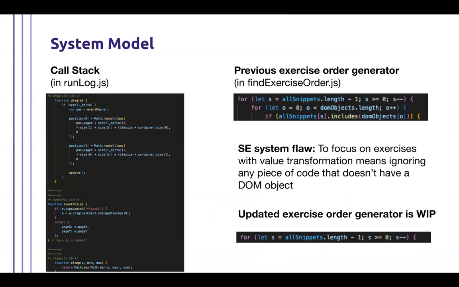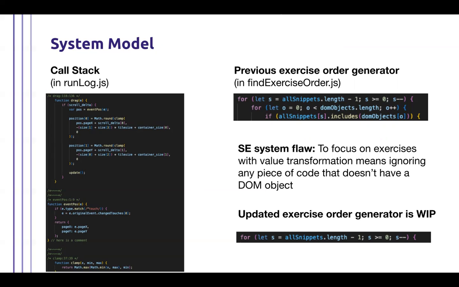So the previous exercise generator would loop through all the snippets of the call stack and only select the snippet with the DOM object. But this is a system flaw because if we only focus on exercises with value transformation, we're ignoring any piece of code that doesn't have a DOM object. And as you see on the image to the left, this call stack snippet that I've shown doesn't have anything that has a DOM object, so all of this code will be ignored.